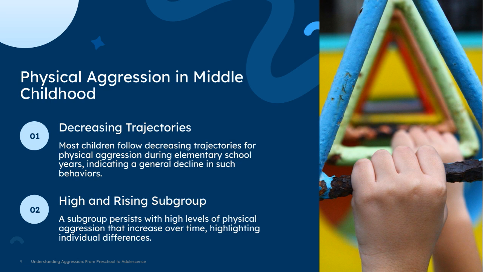Recognizing these distinct trajectories is crucial, because it helps us identify which children might be at greater risk and guides us in designing targeted interventions to address their needs effectively. The image here reflects the social and interactive environment where these behaviors often play out.